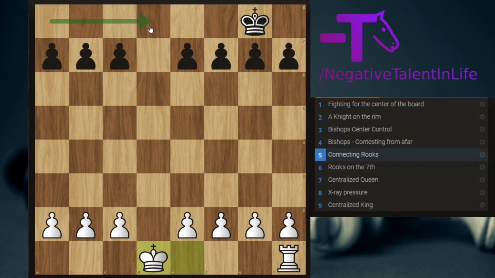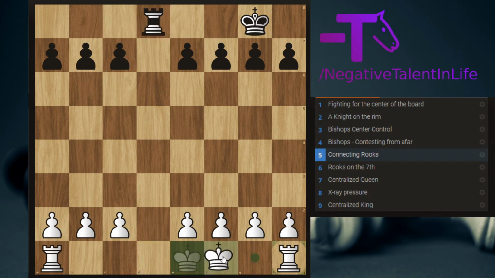If black had another rook, they could move it here, and then we would have to move our king, and we wouldn't have control of this file. We could contest it still, but then he would trade rooks, and we wouldn't have control of the file. So, if we go all the way back, maybe we should have castled here, okay?